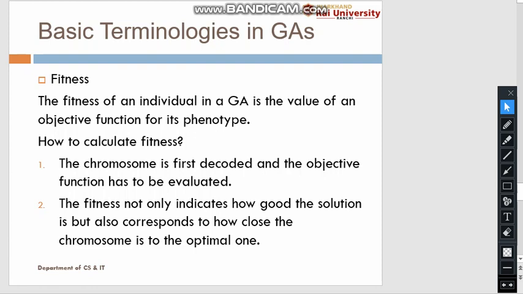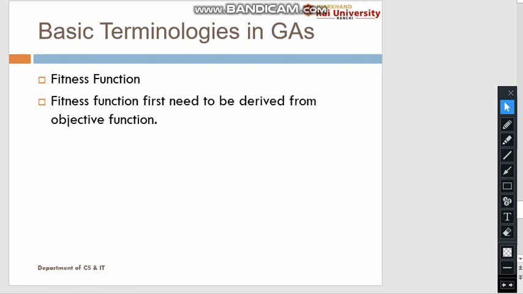There are different encoding methods that we will learn in the coming lectures, and then we have to find the objective function. Here the fitness function first needs to be derived from the objective function. In genetic algorithm, the fitness function can be used to solve both the maximization problem and the minimization problem.